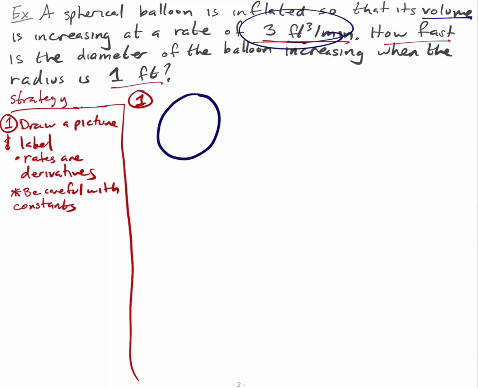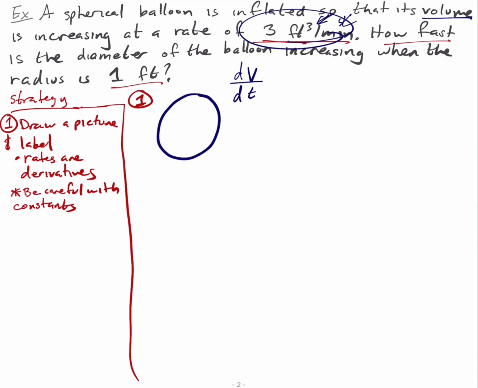Rates are derivatives, right? So what you want to do is take a look at the units, because that's going to tell you what kind of derivative it is. Sometimes it's obvious, but other times you want to be a little more careful and look at the units, because that'll tell you. So what is it the derivative of? It's the derivative of the volume, because it's telling me how fast the volume is changing, right? With respect to time.